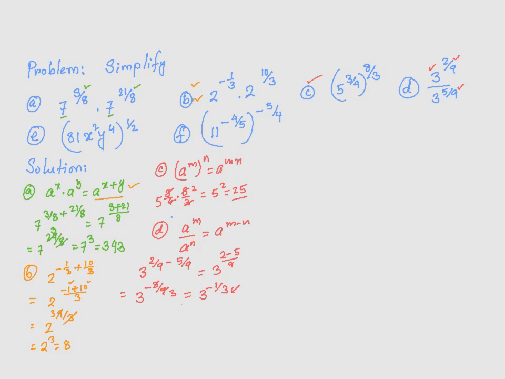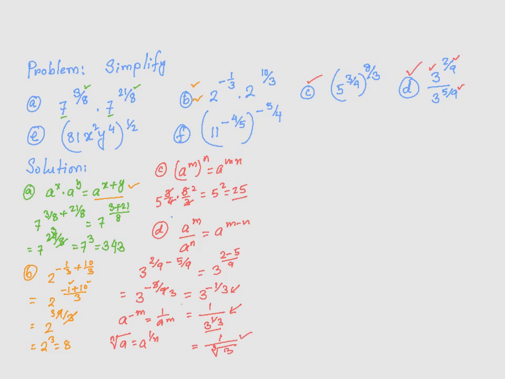Now to simplify this, I'm going to use this rule. a to the power negative m is equal to 1 over a to the power m. That's the definition. So using that, I could rewrite this as 1 over 3 to the power 1/3. However, to simplify this, I'm going to use another rule, which is the nth root of a number a is a to the power 1 over n. So this is like 3 to the power 1/3, which is going to give me 1 over the cube root of 3. And this should be the answer to part d.